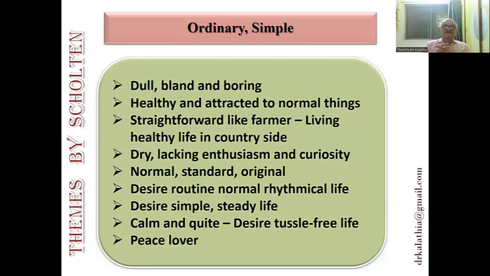Even in Triticum, the rubric ambitiousness is not there, as Dr. Parveen said, because they want something stable, something ordinary, something simple, a rhythmical life without any hurdles, without any obstacle. They want a simple rhythmical life.